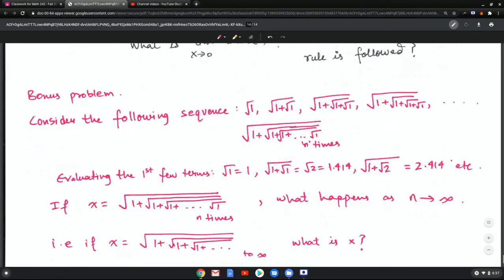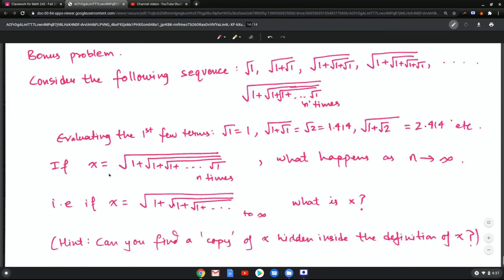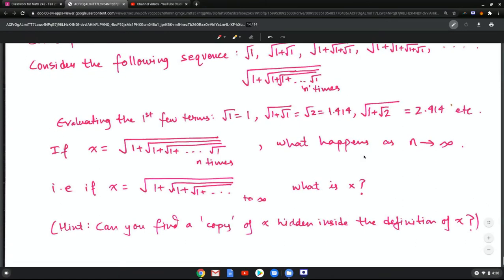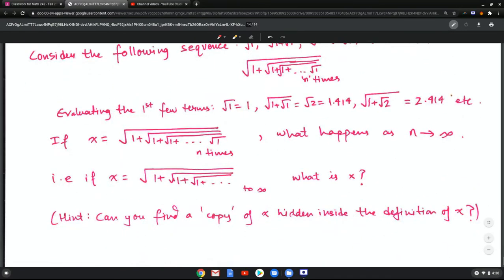And lastly, there's a bonus problem. Consider the sequence: square root of 1 plus square root of 1 plus, and so on and so forth, n times. Let's evaluate the first few terms. It's 1, root 2, root of 1 plus root 2, etc. Now, if you let x equal this process continuing n times, what is the limit as n goes to infinity? Namely, if x is this particular term going to infinity, what is x? Here is a hint. Can you find a copy of x hidden inside the definition of x?